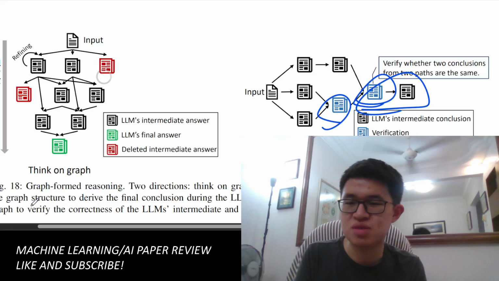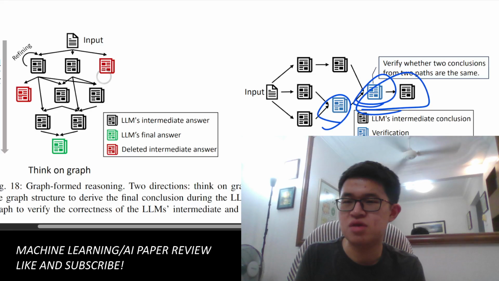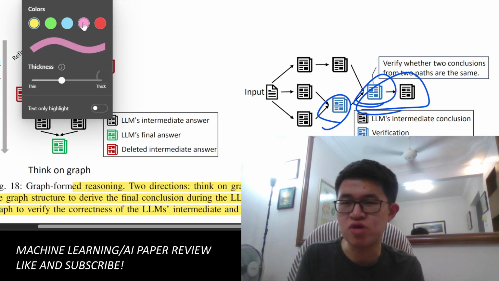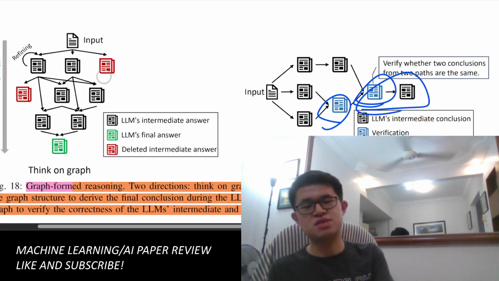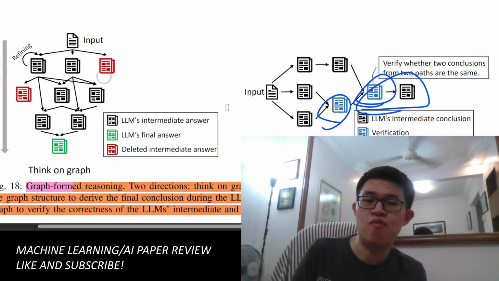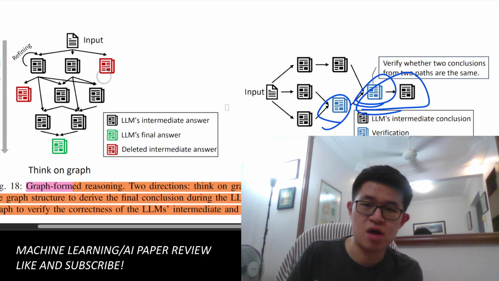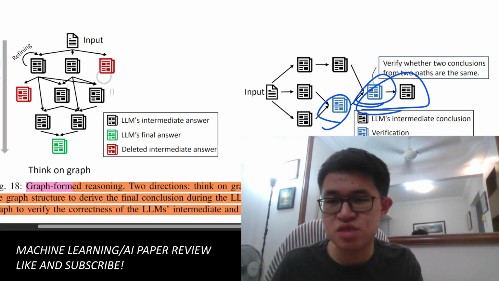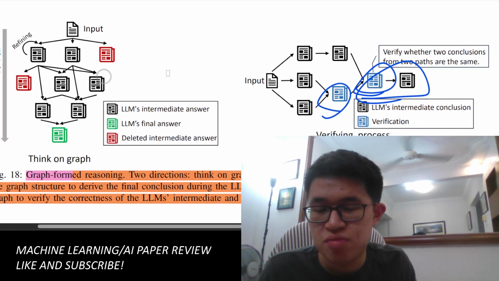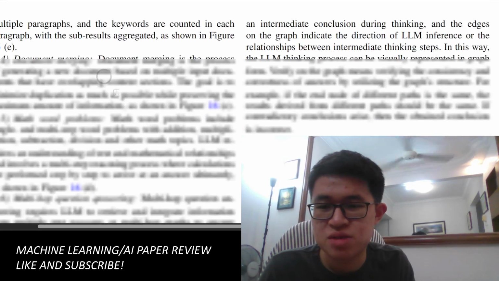Verify on the graph means using the graph to verify the correctness of the LLM's intermediate and final output. Okay, guys, you know what? I think this part would be extremely useful for my work, right? Because this has a way to verify the LLM's output in between, which is something that I haven't thought about yet. But anyway, let's continue.